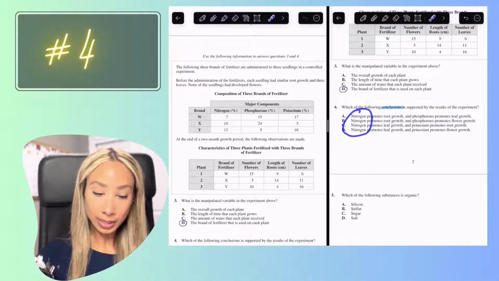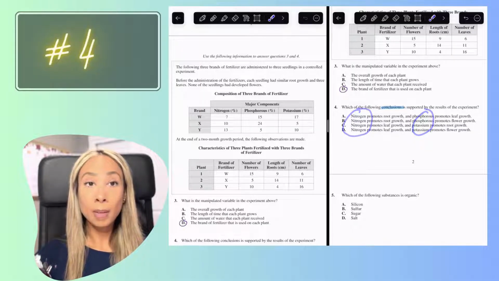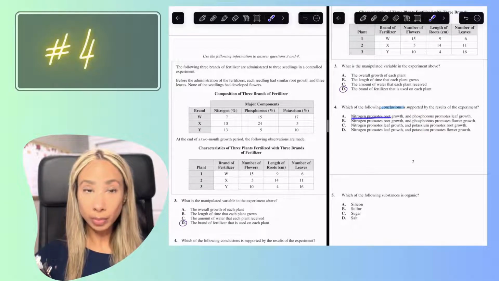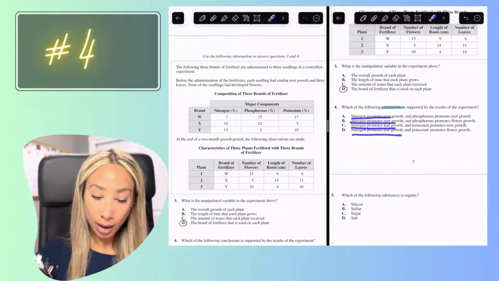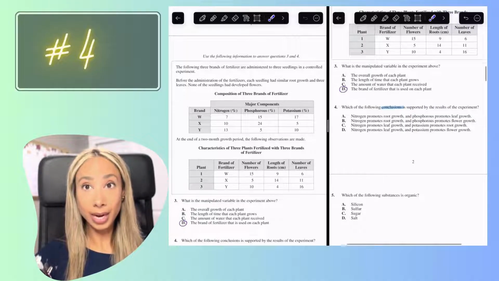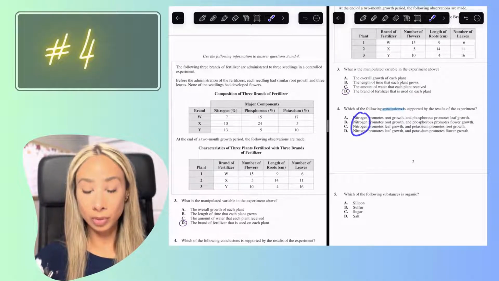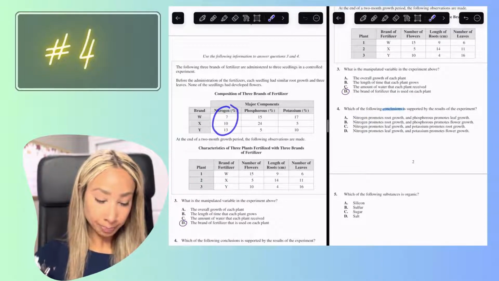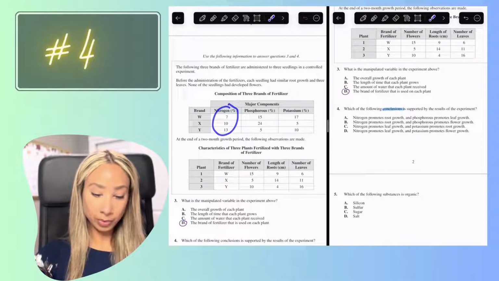So I'm going to look at these options, and right now the first thing I notice is we're talking about the elements. We're looking at what nitrogen actually promotes, and we're looking at phosphorus or potassium. So let's analyze each one of these, and we're just going to analyze the first half so we can eliminate some of those options. So if I'm looking at it, the first one talks about nitrogen.